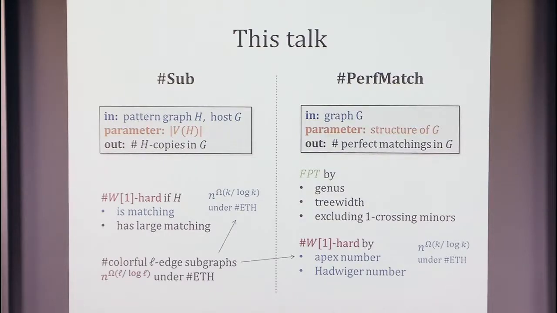And we also considered counting perfect matchings under structural parameters. I mentioned that this problem is FPT by genus, treewidth, and excluded 1 crossing minors. And I've given a sketch of how to show that the problem is #W[1]-hard under the apex number.